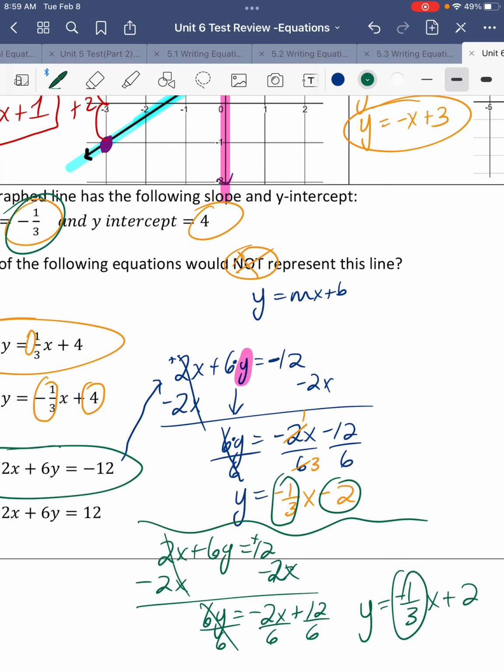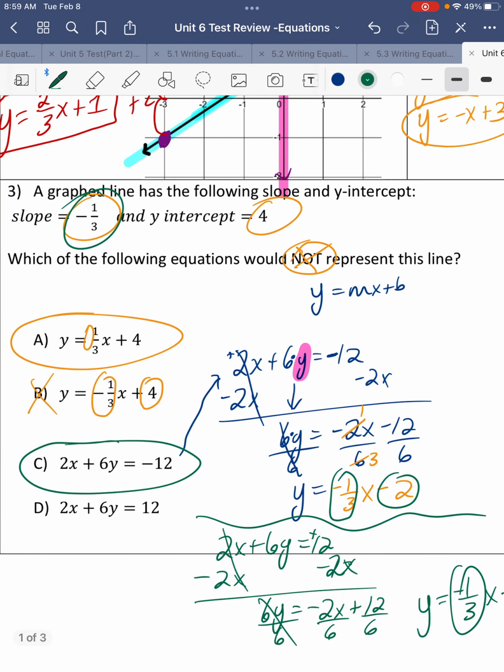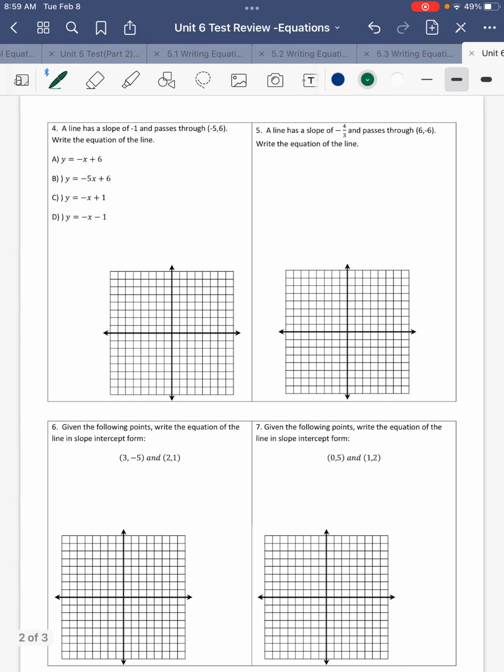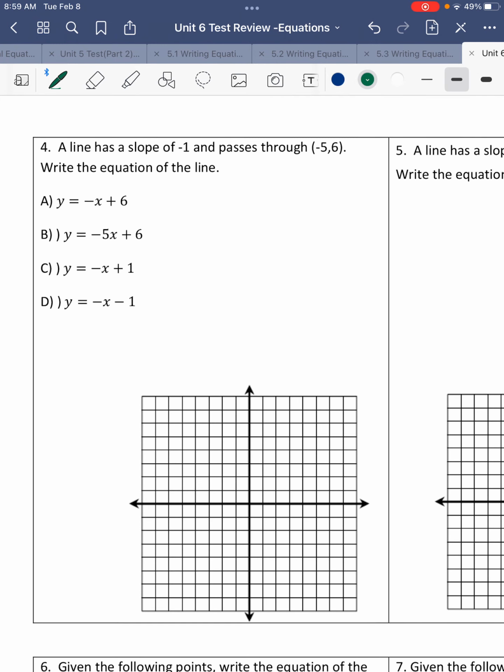So we have the slope of negative 1/3, but we don't have the y-intercept of 4. So this also does not represent, so it represents the slope, but it does not represent the y-intercept. So that is also an answer. So A, C, and D.